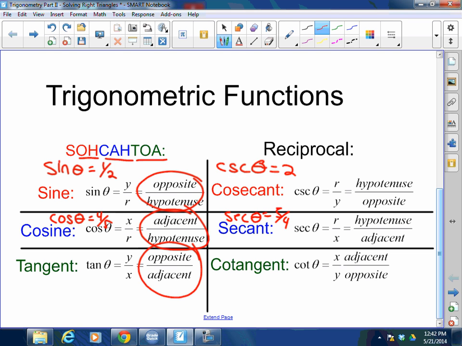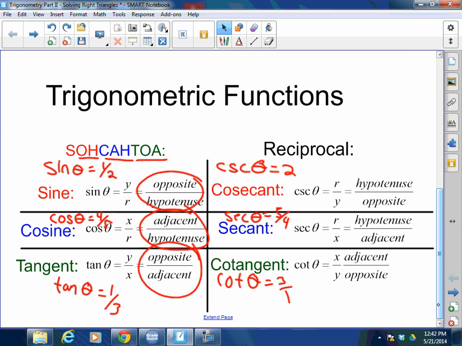The value is reciprocated. The reciprocal of tangent is cotangent. So if the tangent of theta, for example, equals 1/3, that means the cotangent of that same exact theta will be 3/1. They are reciprocals. Sine is opposite over hypotenuse. Cosecant is hypotenuse over opposite. Cosine is adjacent over hypotenuse. Secant is hypotenuse over adjacent. Tangent is opposite over adjacent. Cotangent is adjacent over opposite.